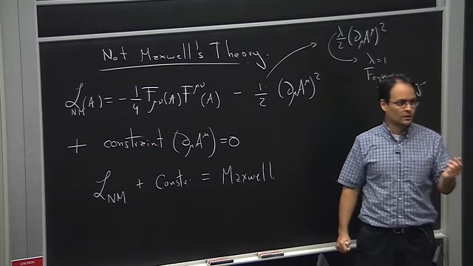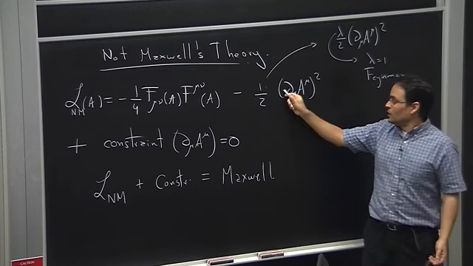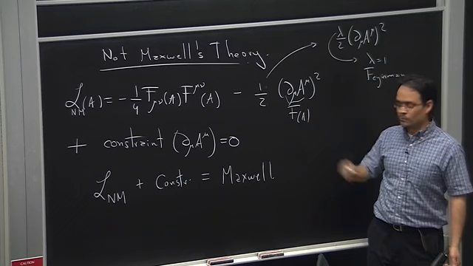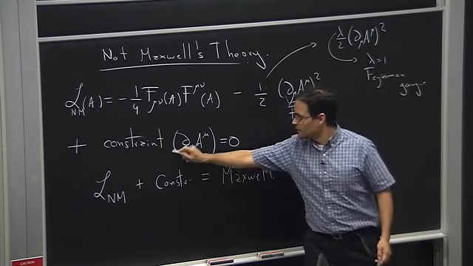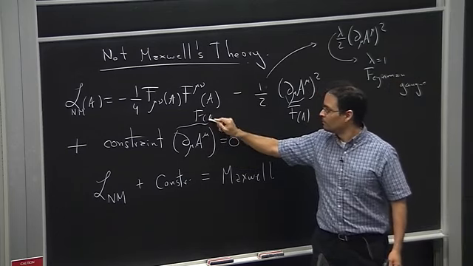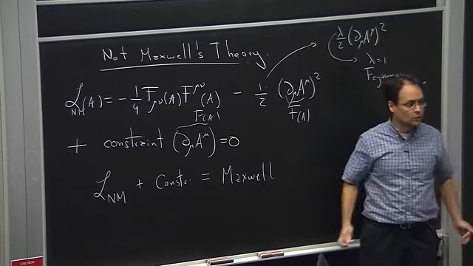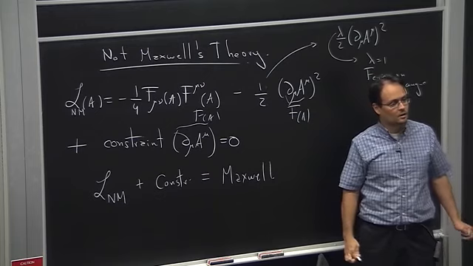Do you agree with the statement now? I mean, this could be any gauge choice, any gauge fixing condition f of A. Now you can replace it and put it here. And you wouldn't say that you got Maxwell's theory in that gauge. You would say you just got Maxwell's theory. Lambda is a Lagrange multiplier.